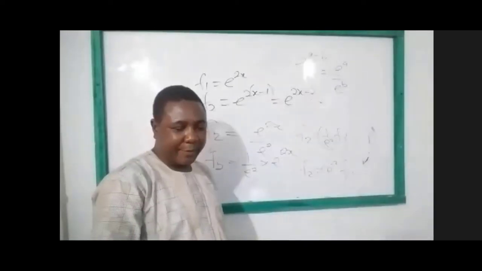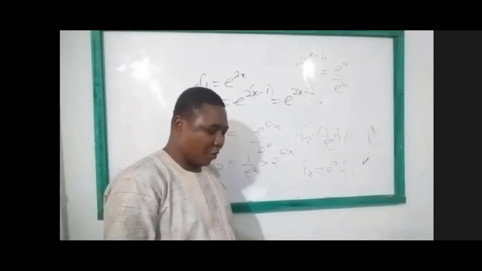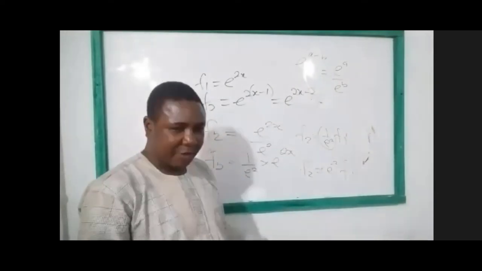I think the previous example used the Wronskian. Yes, and it was 0, and you concluded that they are linearly dependent.